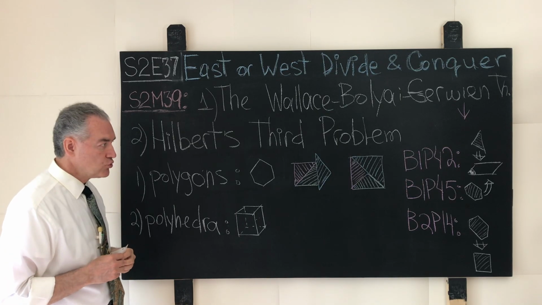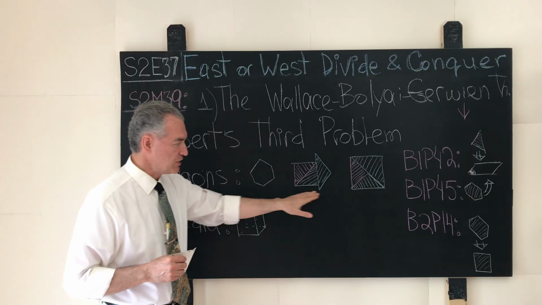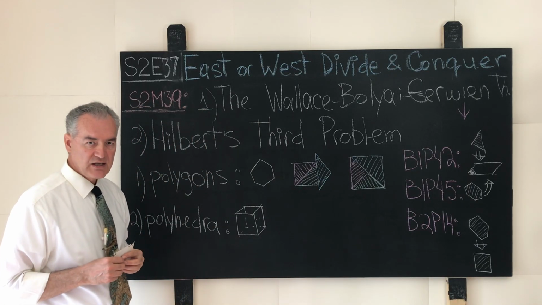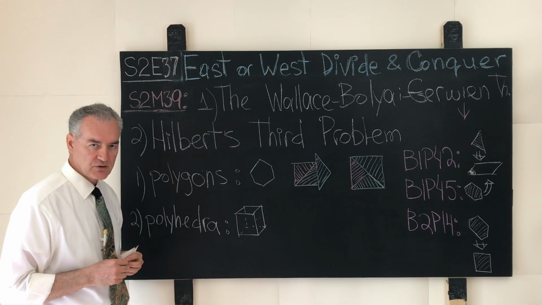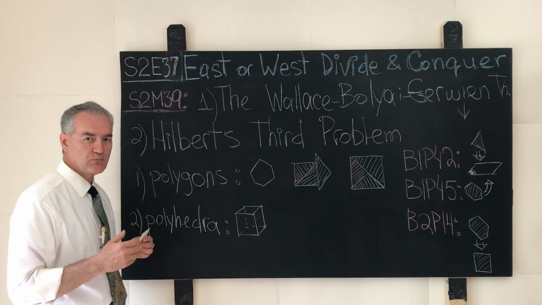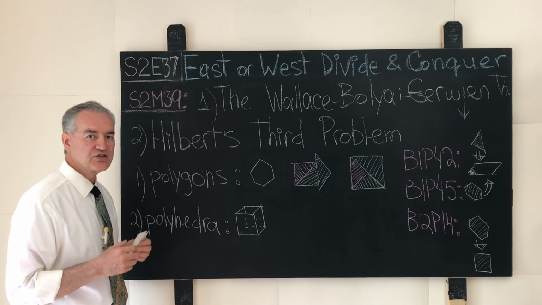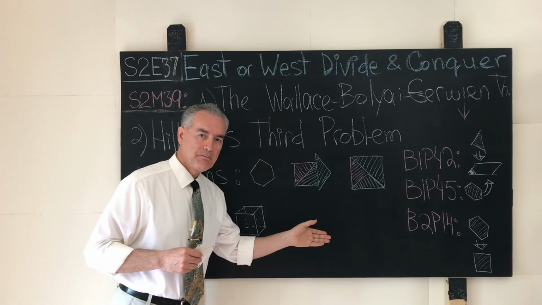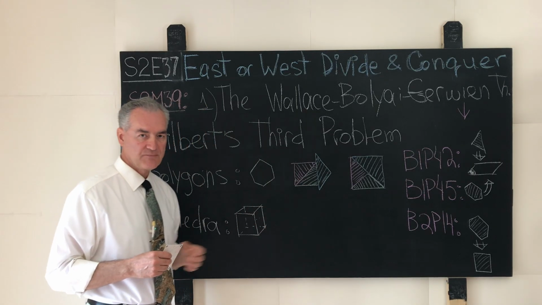Now, the main notion that the Wallace-Bolyai-Gerwien theorem operates on is called the notion of equi-decomposability. Two polygons, for example, as shown here and here, are called equi-decomposable if any one of these polygons can be scissor cut into a finite number of smaller polygons, and these smaller polygons can be rearranged into the other polygon and conversely.